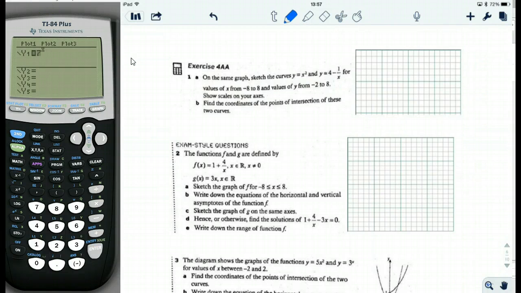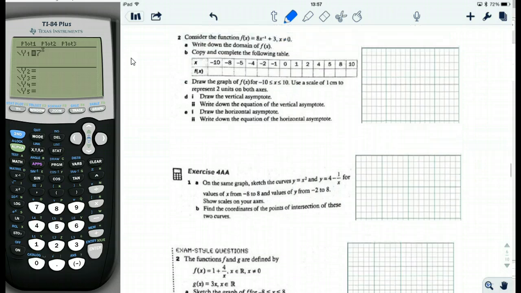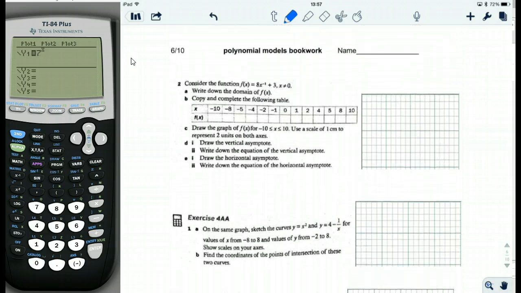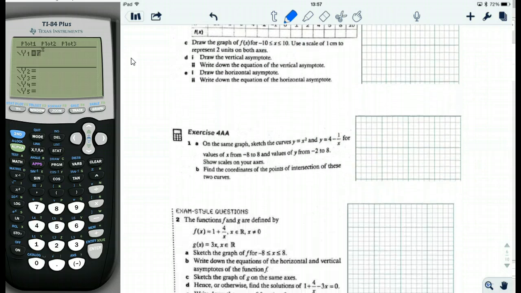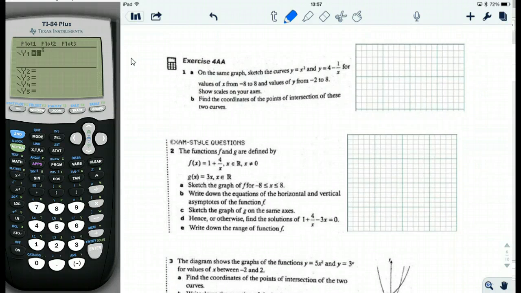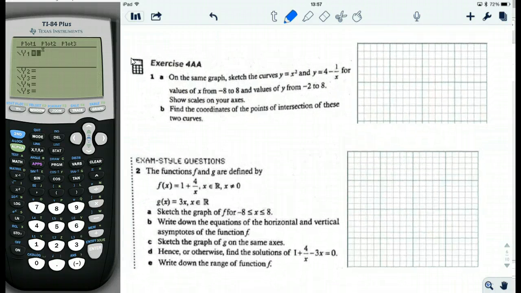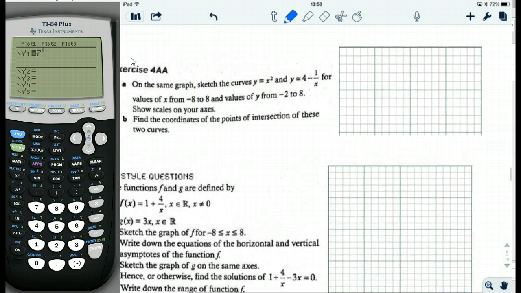Okay, so this is page 6 of the polynomial models book work. Let's go to this problem. On the same graph, sketch the curves y equals x squared and y equals 4 minus 1 over x for the values of x from -8 to 8 and from values of y -2 to 8. I gave you just enough room here to draw that.